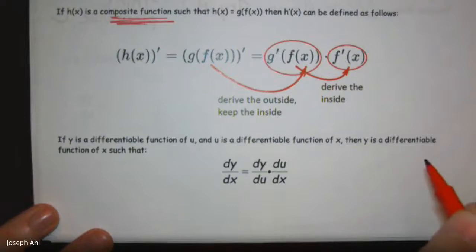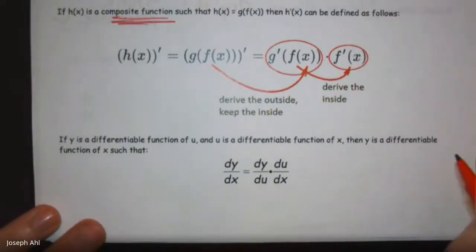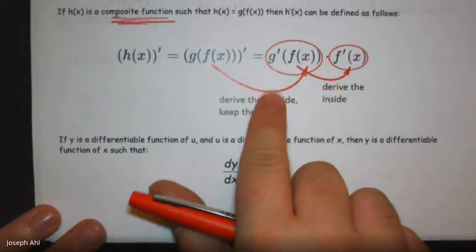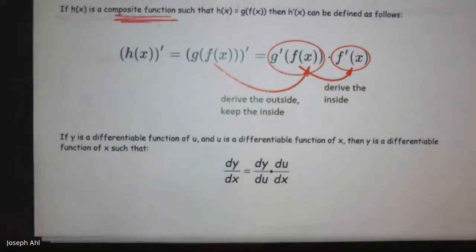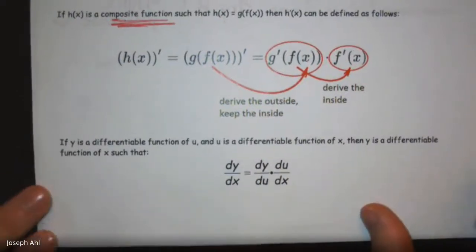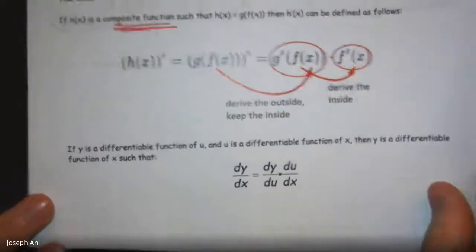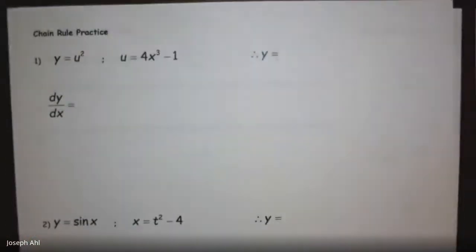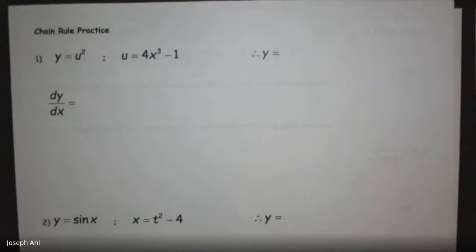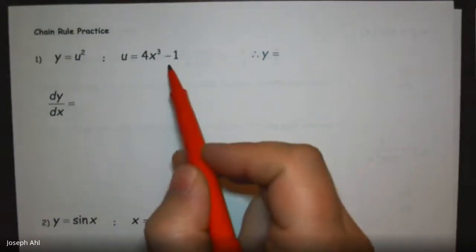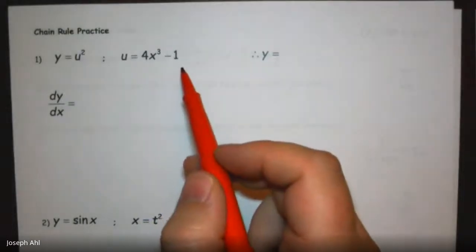So we're going to start by breaking this down by looking at compositions of functions, by looking at their two components, looking at kind of what the big picture is on the outside function and then kind of what's on the inside, and getting some practice here. So for the first example, we have y equals u squared, and u is equal to 4x cubed minus 1.